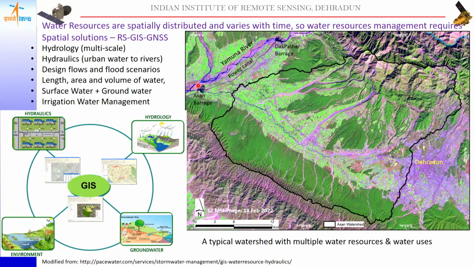So this is an Asan barrage. For example, if you want to design the barrage, you need to know how much minimum and maximum flow will be there. For the design flow, the first criterion is you should get the watershed area and the peak flow. So GIS and the integration of RS data will give you this design flow and the flood scenarios.